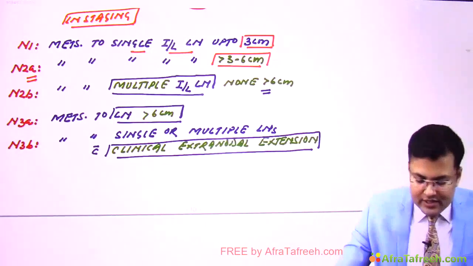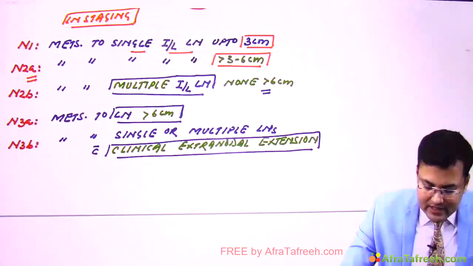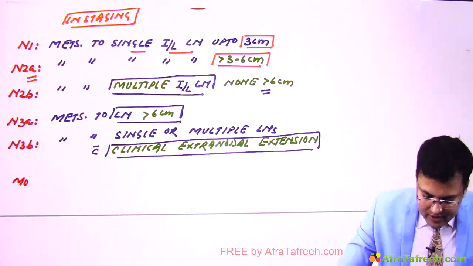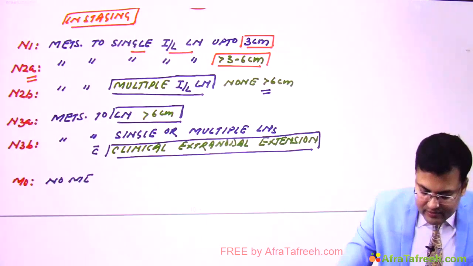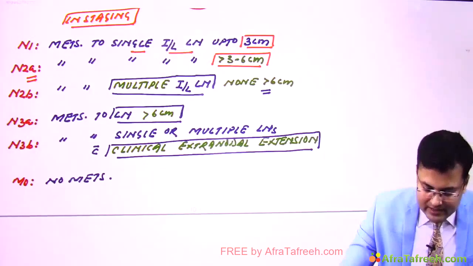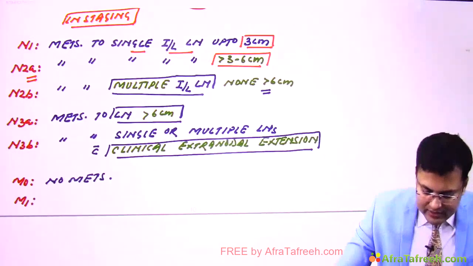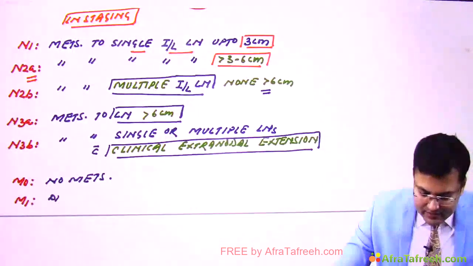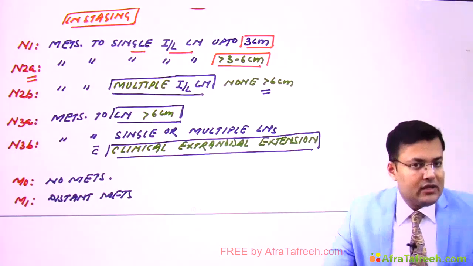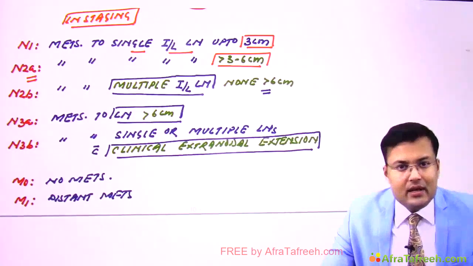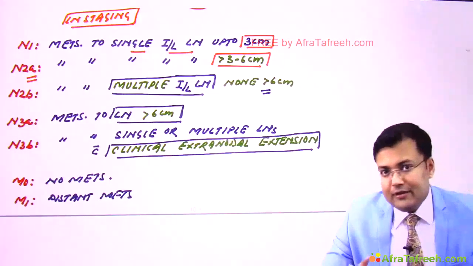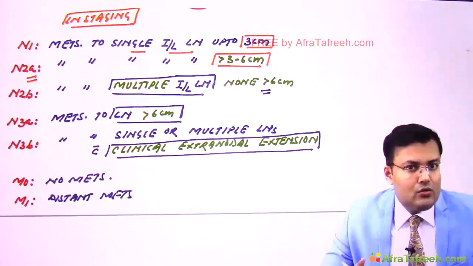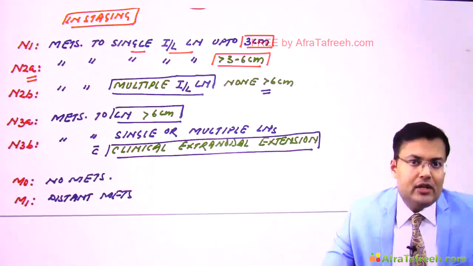So this is lymph node staging, and the easiest is metastasis. M0, there is no metastasis, and in M1 there is distant metastasis. Clear? So this is the TNM classification. This is very important for AIIMS and NEET. Questions were asked 2 to 3 times about this staging.